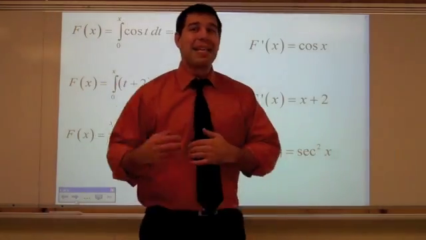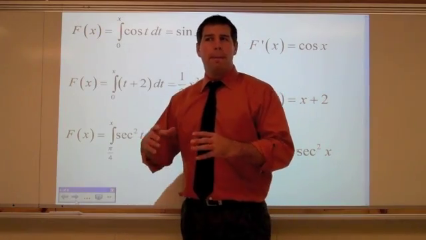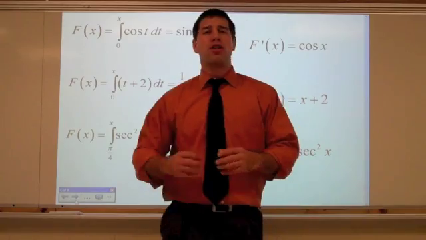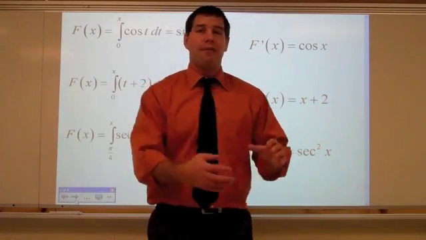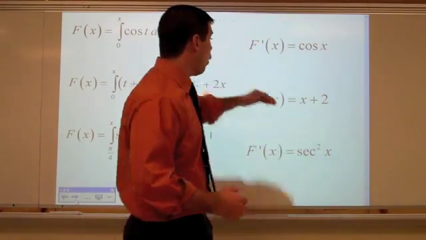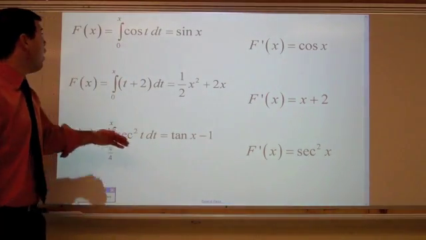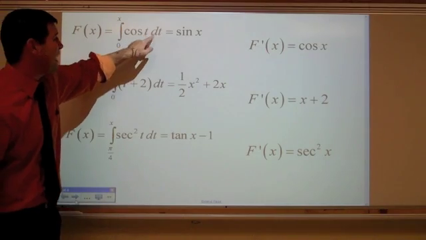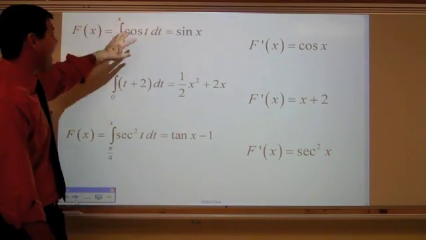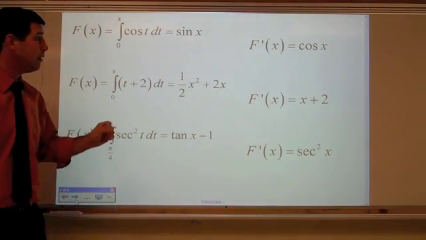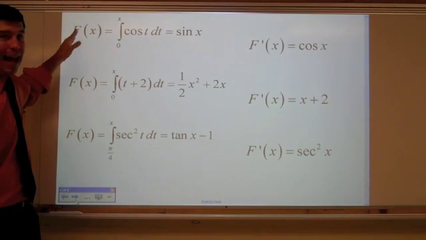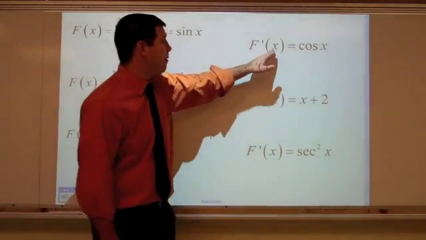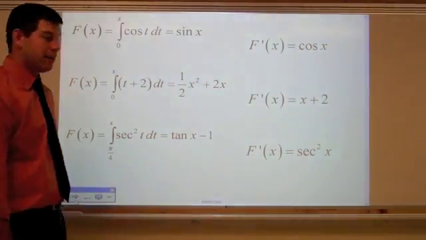All right. Now the second fundamental theorem deals with the definite integral as a function, but it more so deals with the derivative of that function. So we're going to look at three derivatives that we just did. Capital F of x was the integral from 0 to x of cosine of t dt. We found that equaled sine of x. Well, if I take f prime of x, if I derive sine of x, f prime of x equals cosine of x.